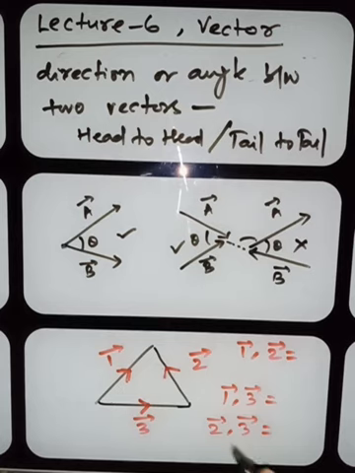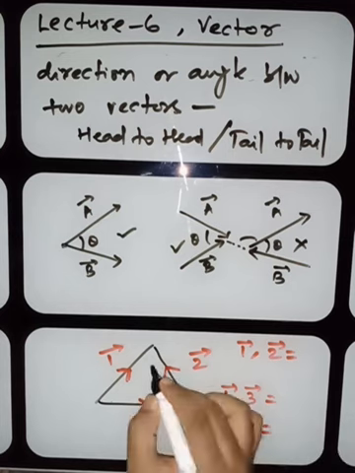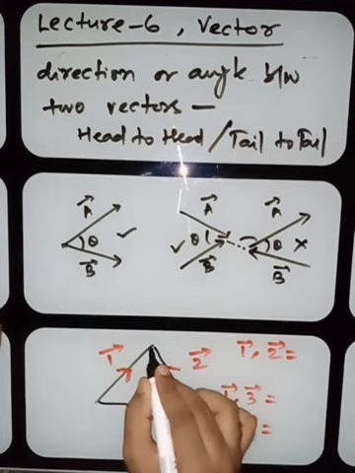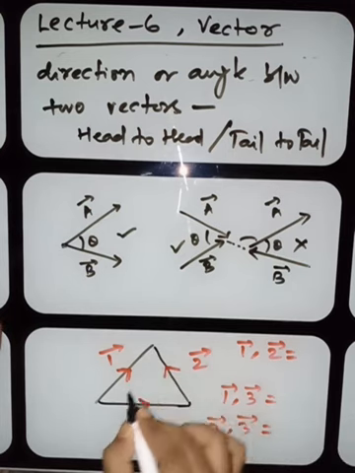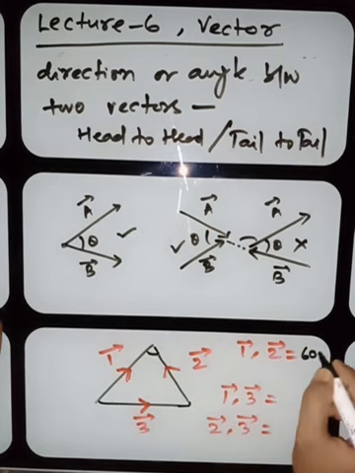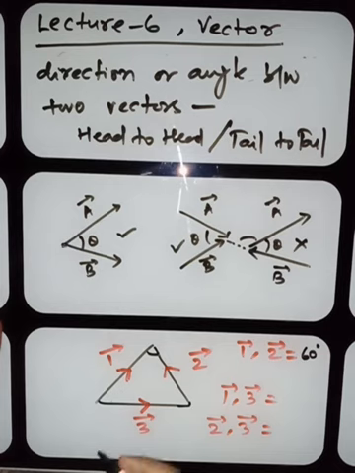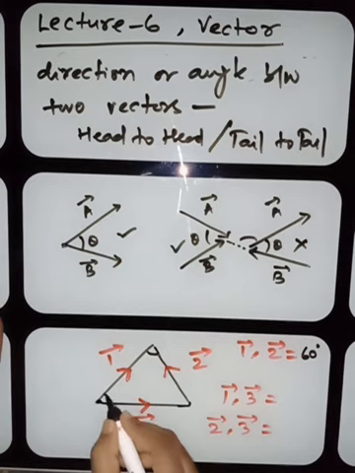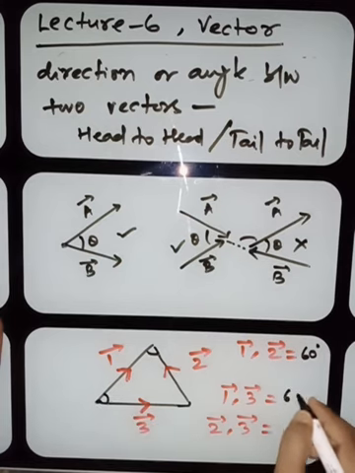Here, between 1 and 2, you can see this head is going to be put over here. So this will be the angle between these two, and it is 60 degrees. So the answer is 60 degrees. Now 1 and 3, you can see the tail of 1 and the tail of 3 are both at this point. So it is again 60 degrees.